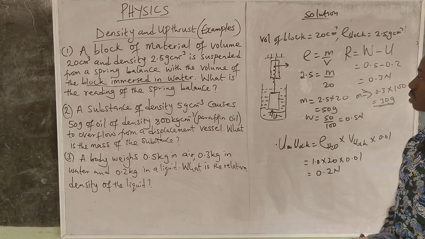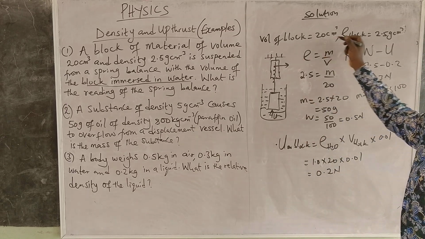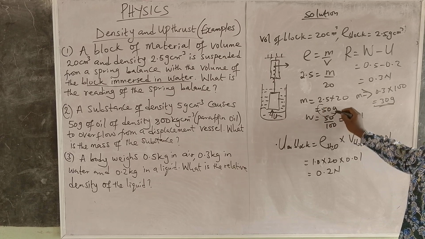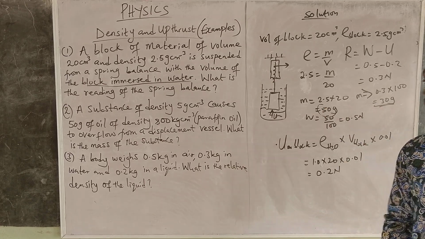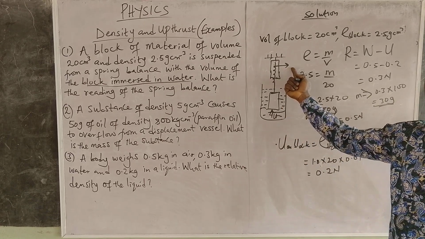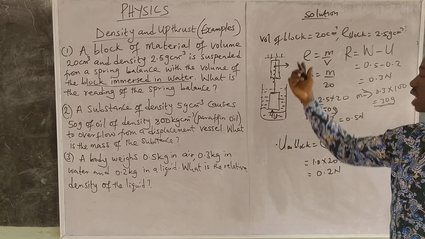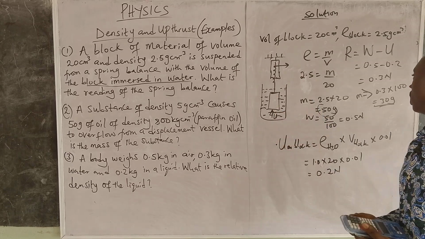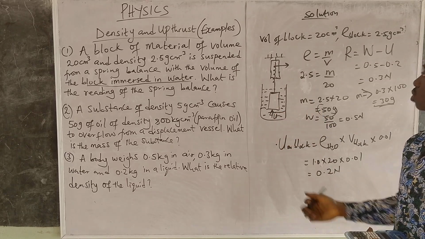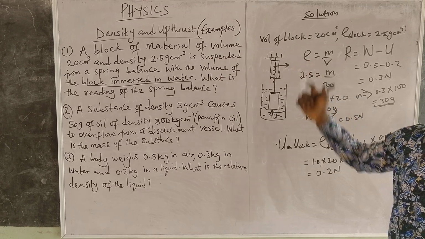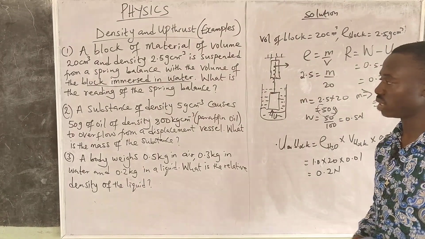So that's the reading. So meaning out of 50 gram, the original mass, what has left? 20 gram has left. So what the spring balance is able to capture is 30 gram. Water has already removed a mass of 20 grams. So we have 30 gram that is left on the spring balance, right?